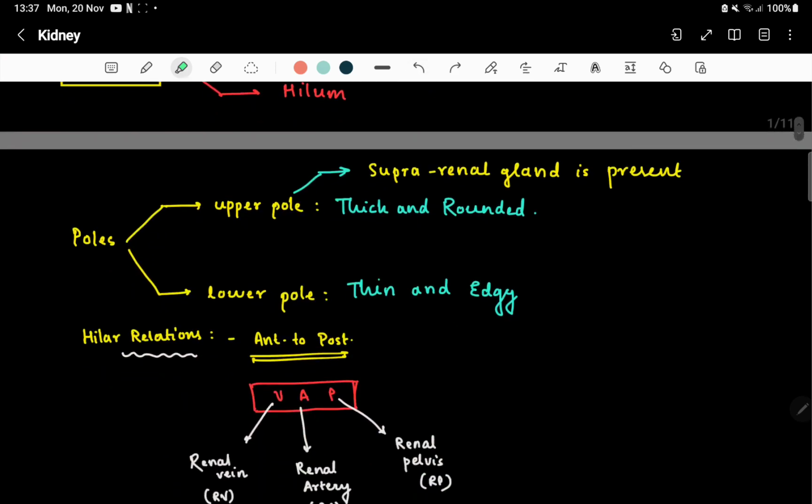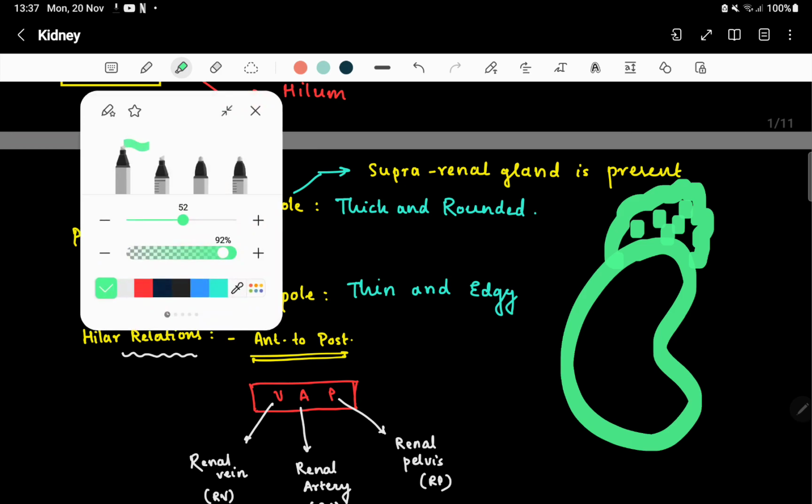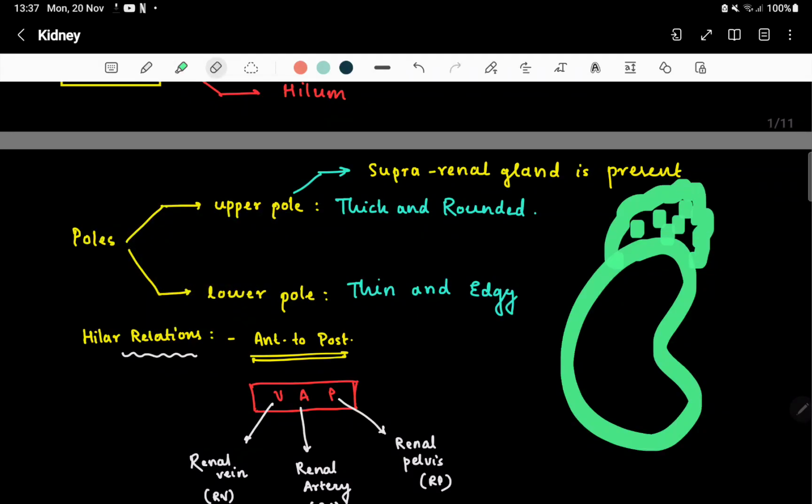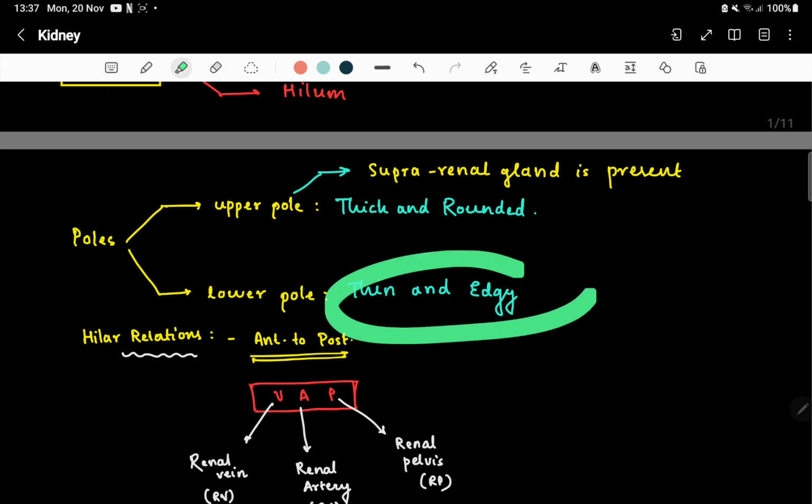Okay, so poles. The upper pole is thick and rounded, and the suprarenal gland is present. You must have observed the kidney is there, and the suprarenal gland is present in its upper pole. This is its upper pole. The upper pole is a bit thick and rounded, while the lower pole is a bit thin and edgy.